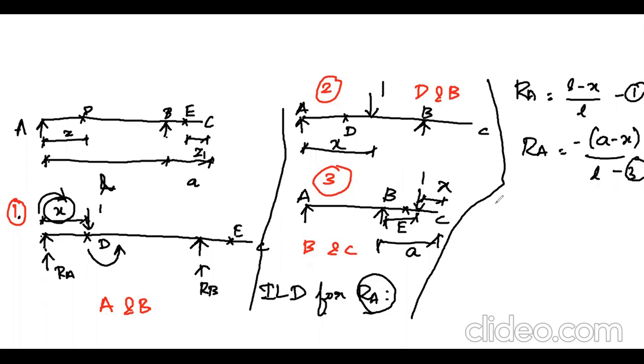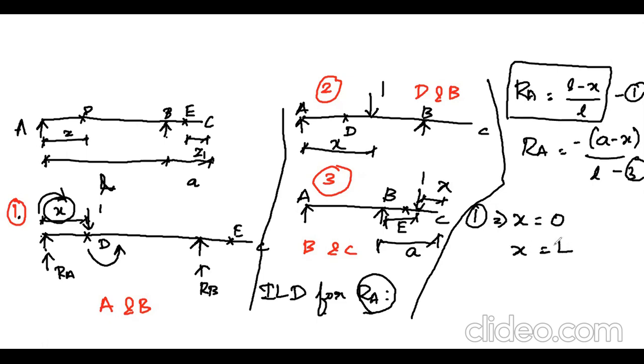So what will be the value of X for the first case I am doing. First case means this value. X will be equal to 0 up to X equal to L. Whenever I apply X equal to 0, the RA value will become 1. Whereas here it will become 0.